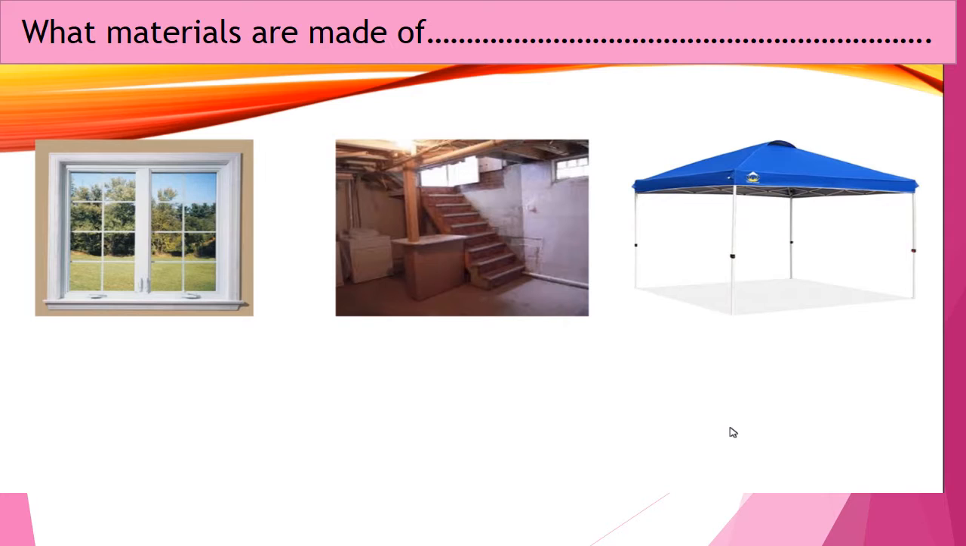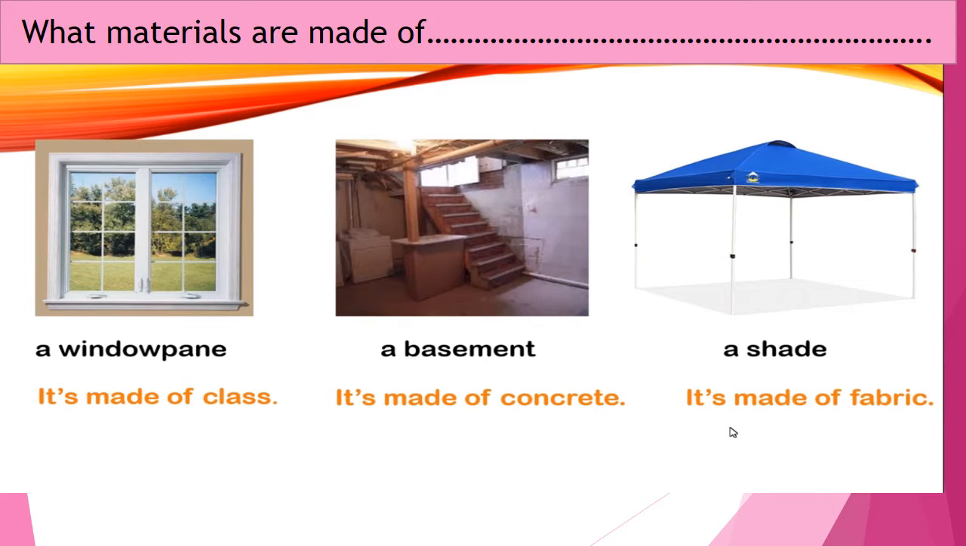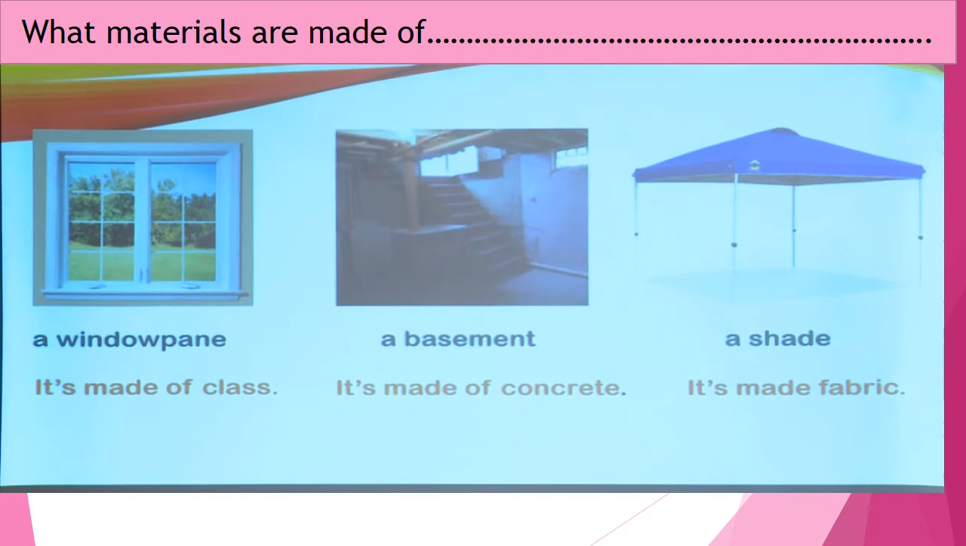Now let's see the next pictures. What is this on the first picture? It's a window pane. What material is it made of? It's made of glass. Next, what is this on picture 2? It's a basement. What material is it made of? It's made of concrete. Next picture, what is this? It's a shade. What material is it made of? It's made of fabric. Okay, you will copy these new words in your copybooks.